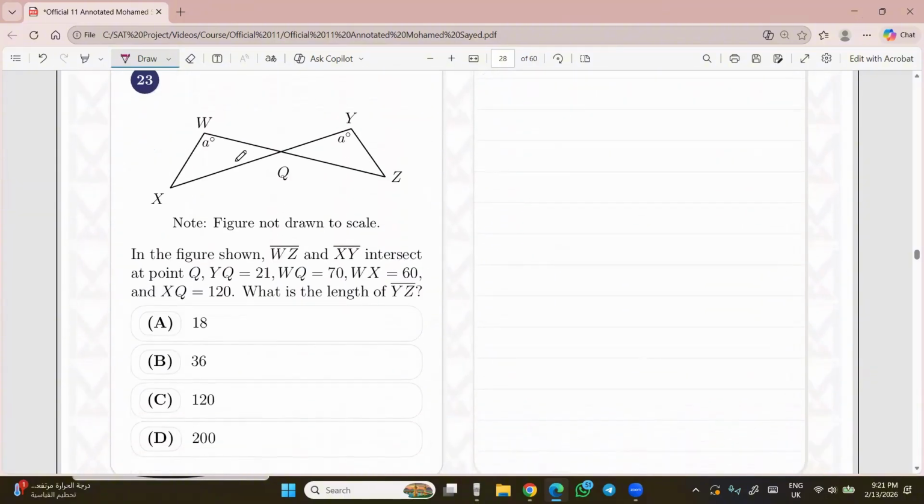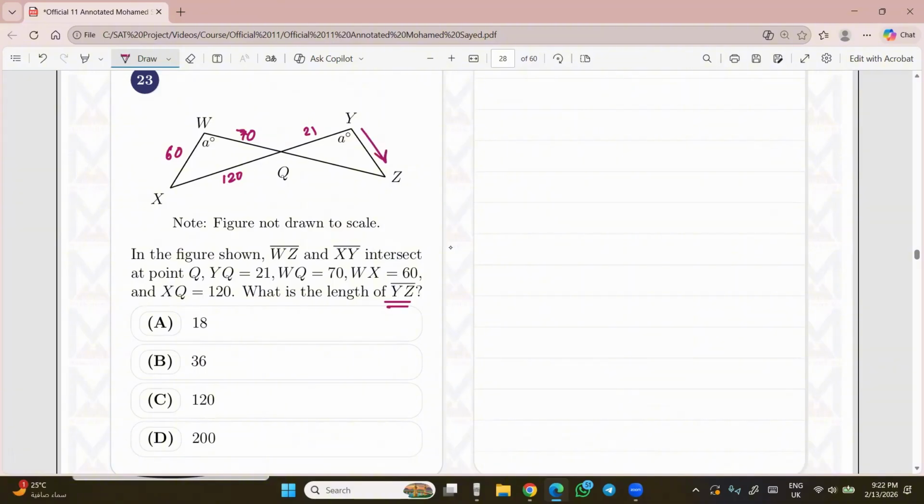Question 23, we have two triangles. And it says the figure is not drawn to scale. In the figure, WZ and WX intersect at point Q. That's something obvious. YQ is 21. This side here is 21. And WQ is 70. WQ is equal to 70. And WX is 60. Okay. XQ is 120. XQ is 120. All of these data should be written in the diagram. What is the length of YZ?